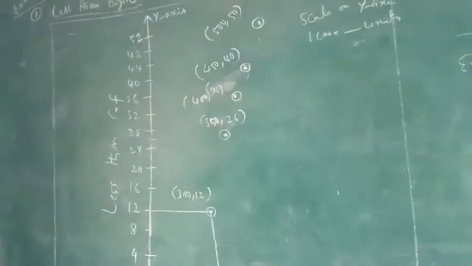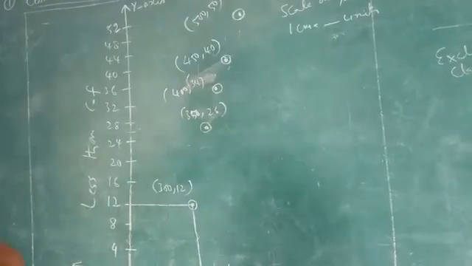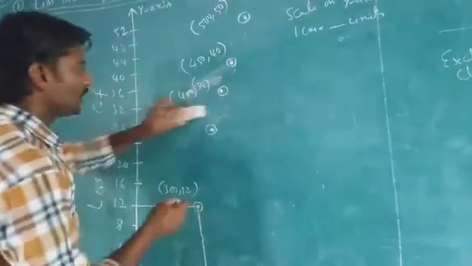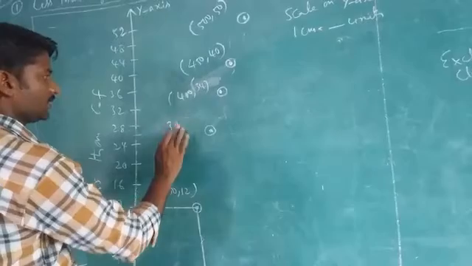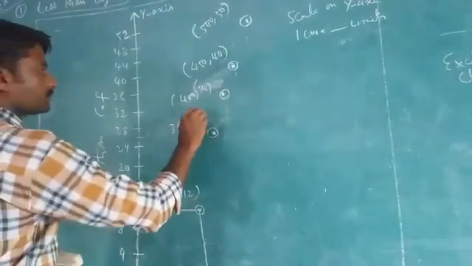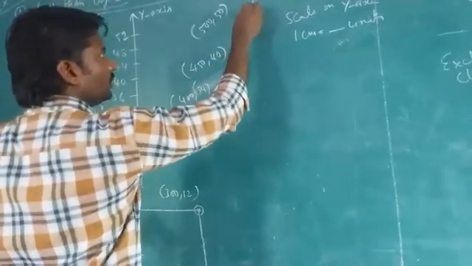Okay, children. After that, as I gave you in the notes, we have to join these points using a smooth curve. That is, without using a scale, you have to join like a curve. This is 350, comma 26. Now, slowly join the points here. Point to point, you join it.